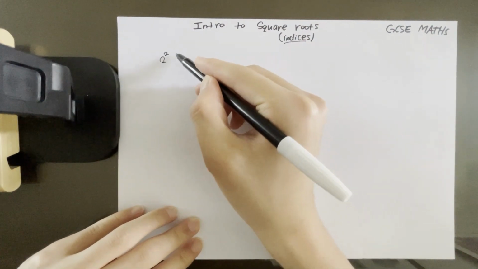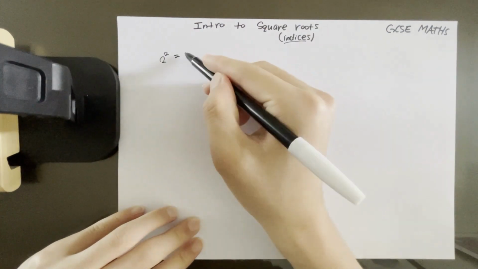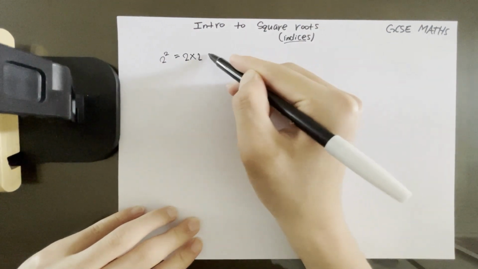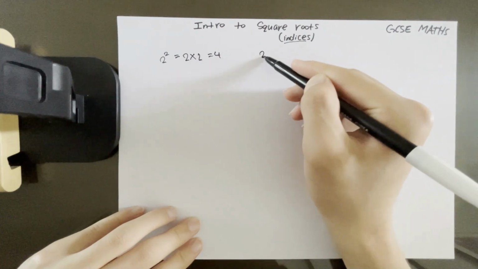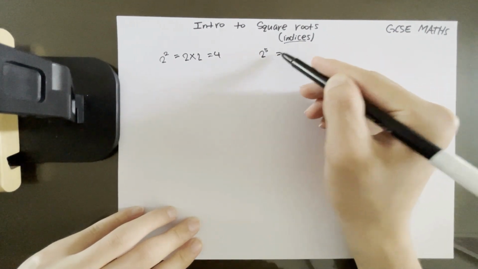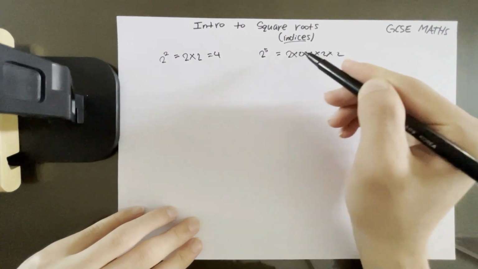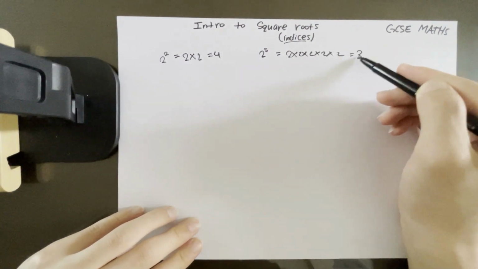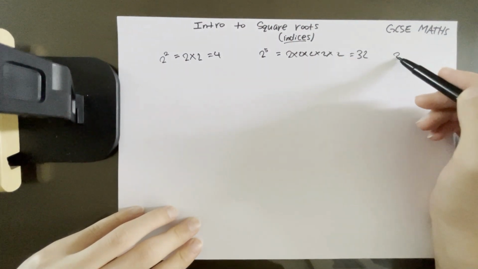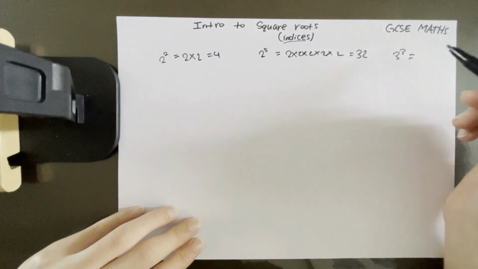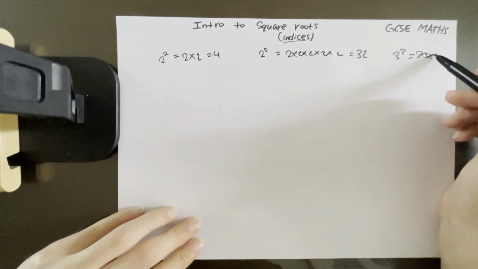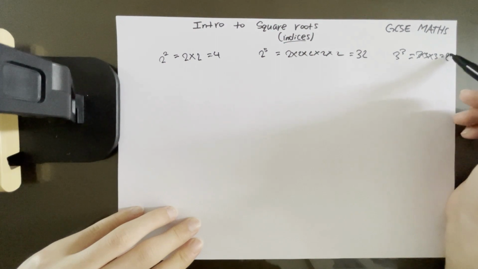2 squared is an indice. What does 2 squared mean? It means 2 times 2, so it'd be 4. 2 to the power of 5 is an indice. What is it? 2 times 2 times 2 times 2 times 2. 2, 4, 8, 16, 32. What's 3 cubed? 3 times 3 times 3. That's an indice. That's 27.